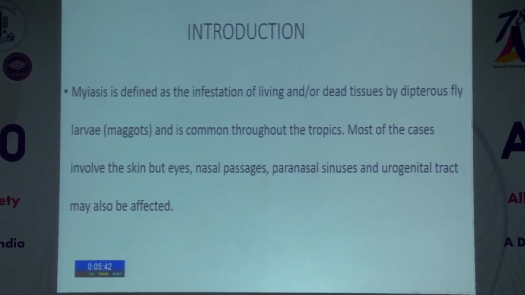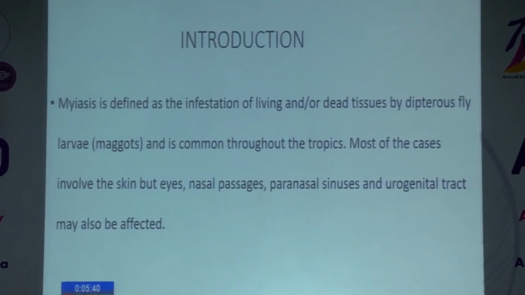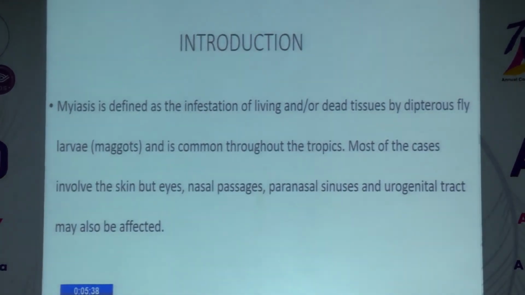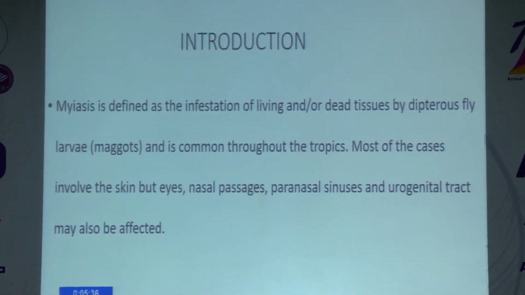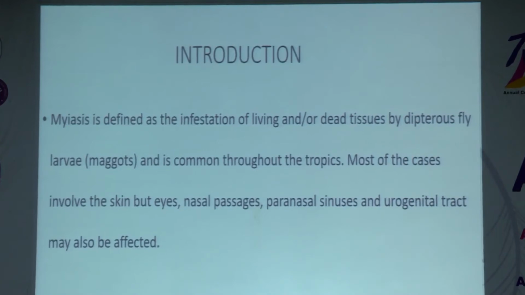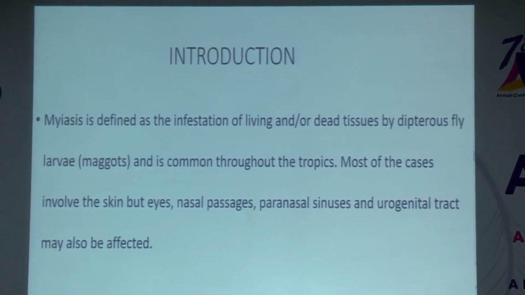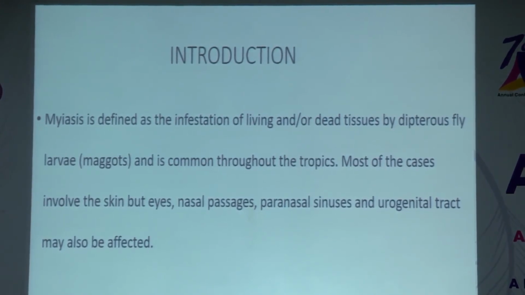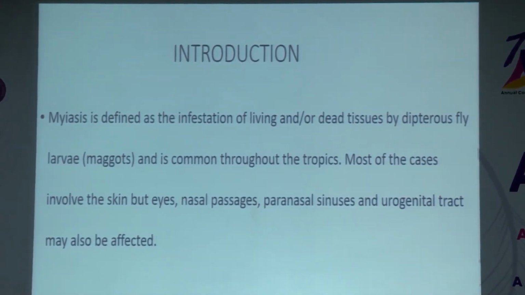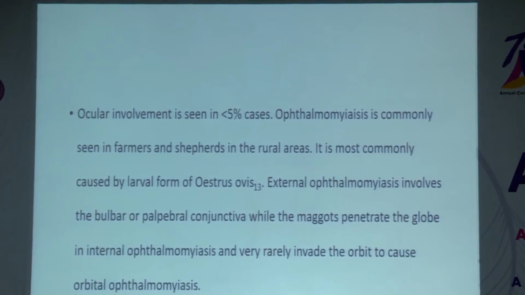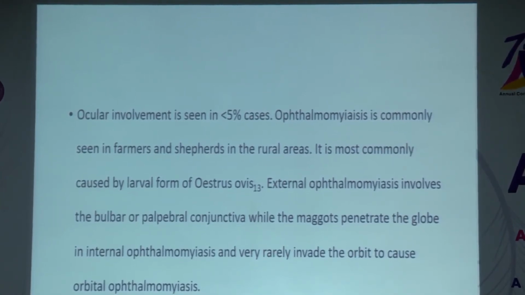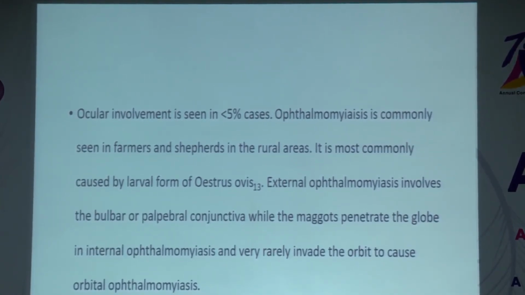Myiasis is defined as the infestation of living or dead tissue by dipterous fly larva and is common throughout the tropics. Most of the cases involve skin, but it can also involve eyes, nasal passages, paranasal sinuses, and urogenital tract. Ocular involvement is seen in less than 5% of cases.